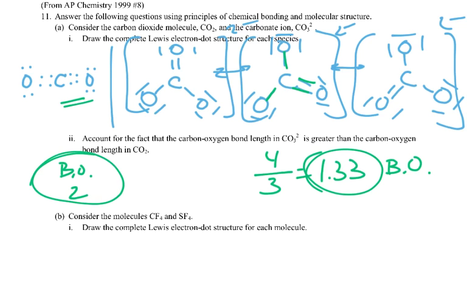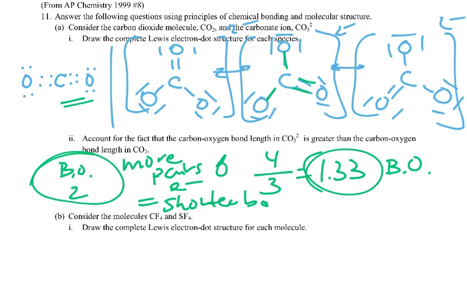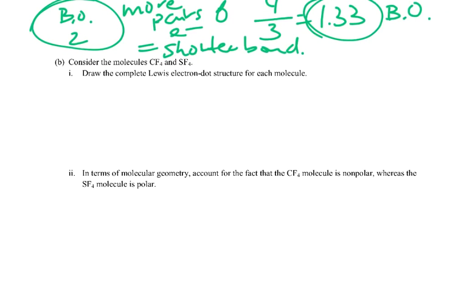So the more electrons that are holding them together, the shorter that bond length is going to be. So more pairs of electrons equals shorter bond. And we could write that a little nicer, but that's the basic idea. Figure out the bond order. The more pairs of electrons you have holding things together, the shorter that bond's going to be.